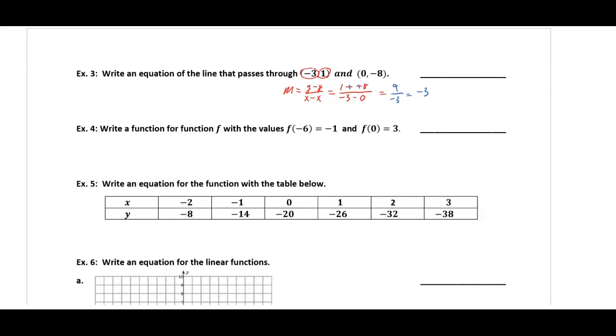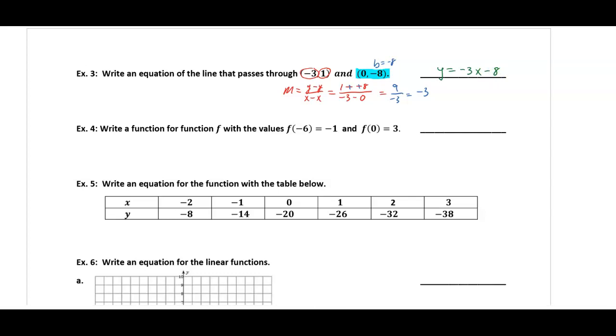So right away here, I know m, which ordered pair is a y-intercept. You have to recognize when x is 0, that's your y-intercept. So b is negative 8. I have everything I need, so y equals m, which is negative 3, times x. b is negative 8, so minus 8.